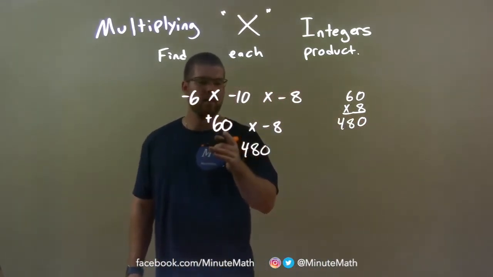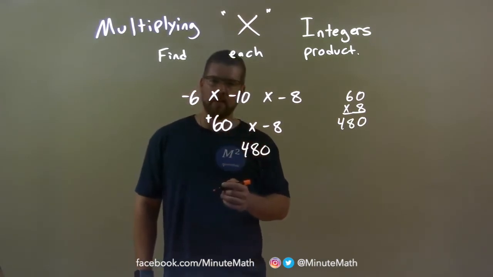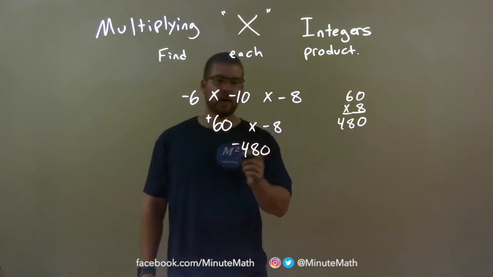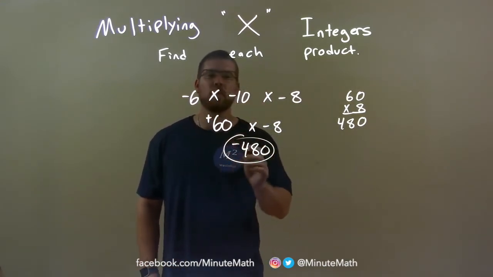Okay? But now we think about the positive times a negative. We always know that's a negative. So combine the two facts. Final answer is a negative 480.